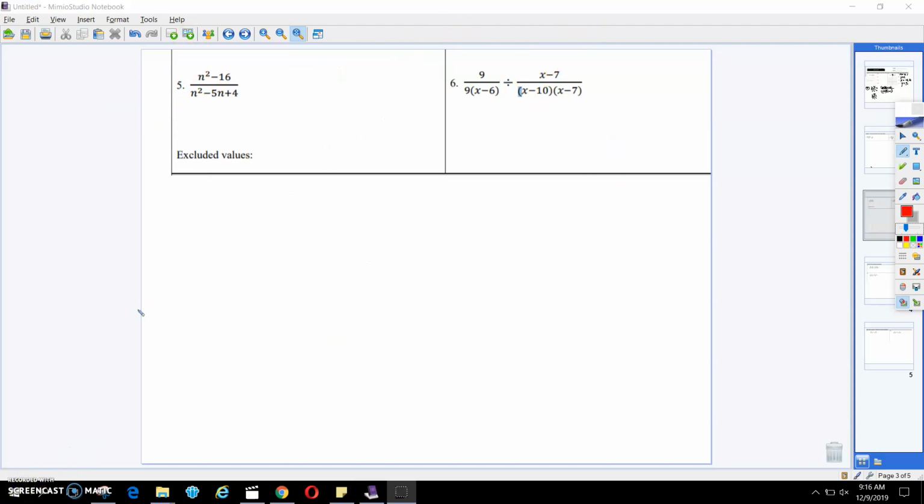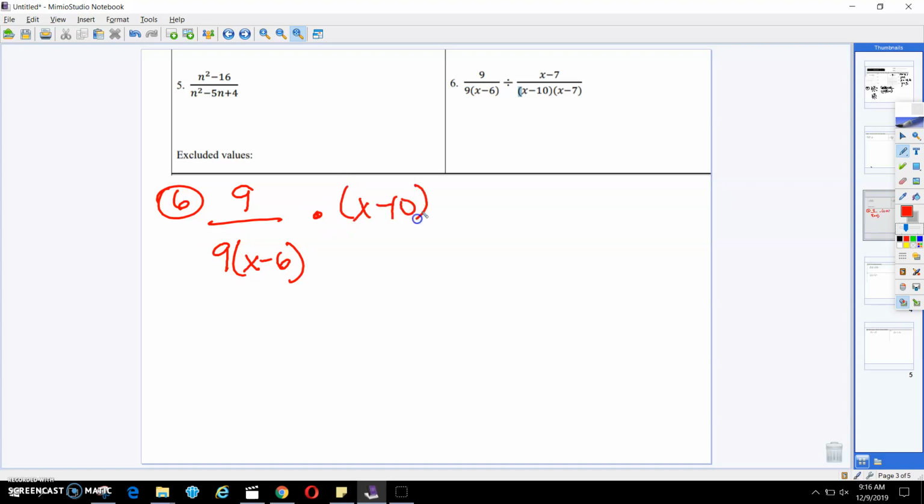So on number 6, we're going to use the method of keep, change, flip. So we're going to keep the first term, change the sign, and flip the last one. Okay, now we can combine like terms, and we're also going to cancel out anything that's in the top and the bottom. So we can cancel these out.